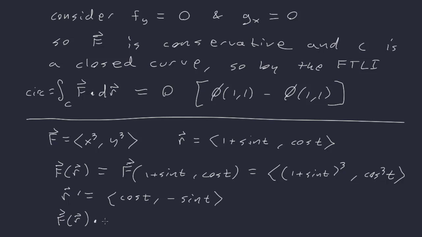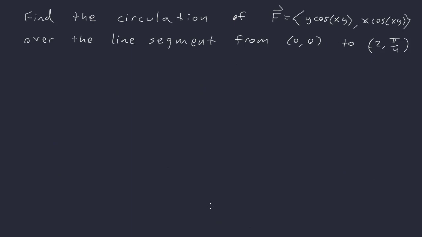Okay, and so f of r dotted with r prime, well, that's going to be (1 plus sine t) cubed times cosine t minus sine t times cosine cubed t. Now, this isn't impossible, okay? It's just going to be a real pain to get through. We can expand this out and we can actually probably get down to something that's doable, but not friendly.